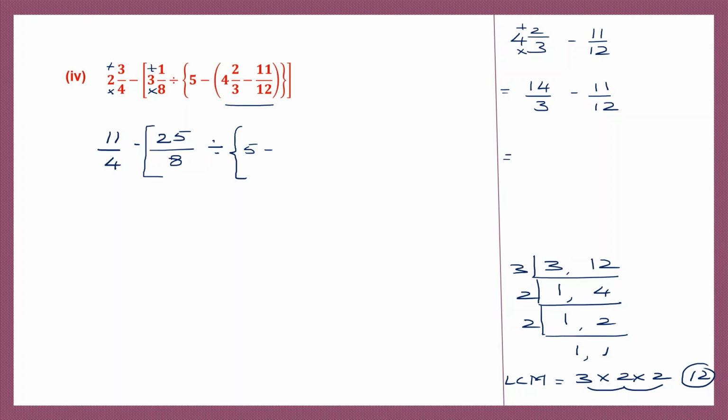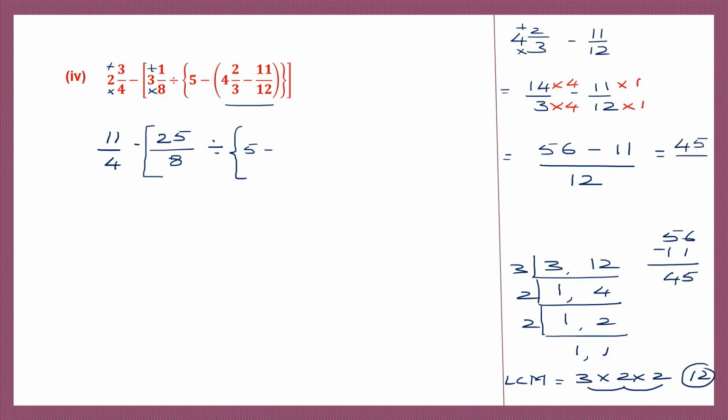Let's use that here. So this is 12. Then look at the first fraction, denominator is 3. So 3 4s are 12. So 14 into 4. 14 into 4 is 56. Minus, the next fraction, denominator is 12. 12 1s are 12. So multiply this also by 1. 11 1s are 11. 56 minus 11. Let's do that subtraction. 56 minus 11. 6 minus 1 is 5. And 5 minus 1 is 4. So here we get 45 by 12.